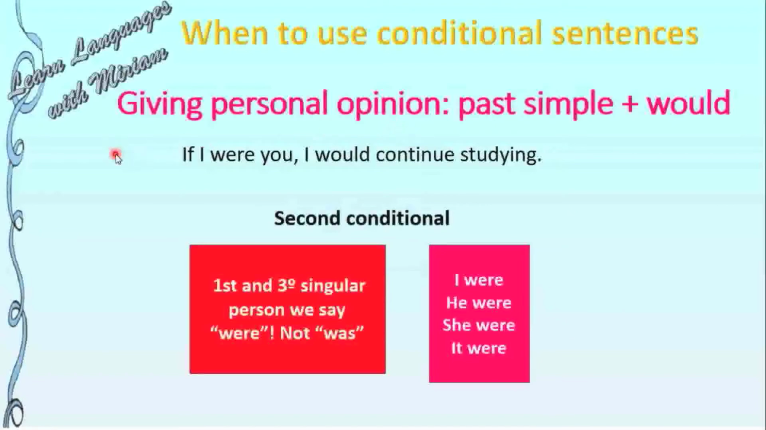For what else? For giving personal opinion. I give you an example. If I were you, I would continue studying. So here I'm using the second conditional and we use past simple plus would. Again, for first and third singular person, we say were, not was.